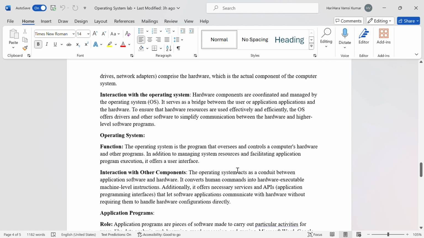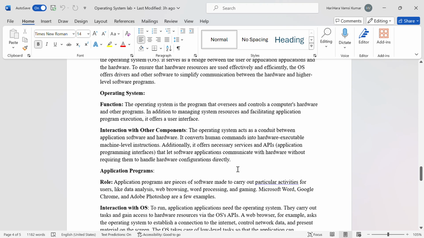And the second one is operating system function. The operating system is the program that oversees and controls computer hardware and other programs. In addition to managing system resources and facilitating application program execution, it offers a user interface and interaction with other components. The operating system acts as a conduit between the application software and hardware.